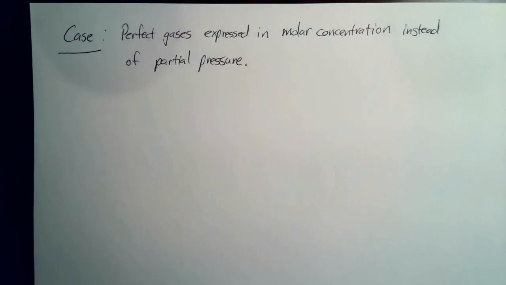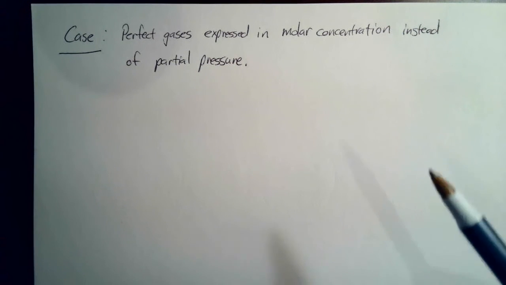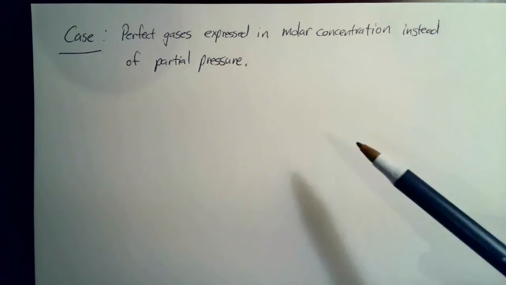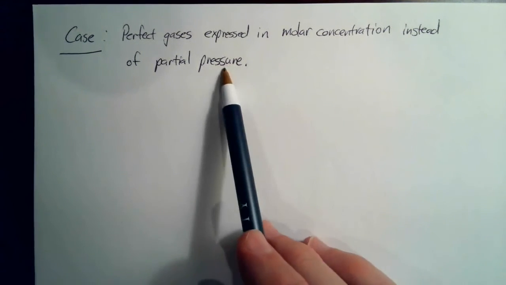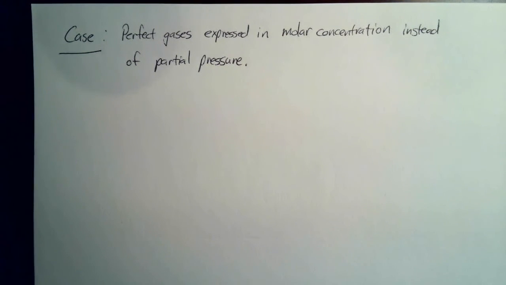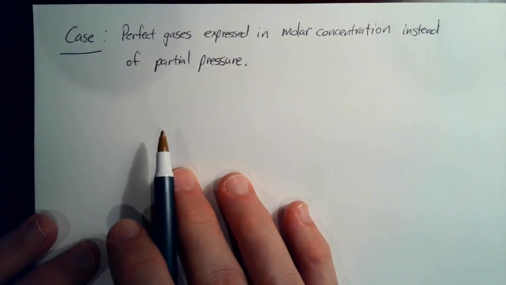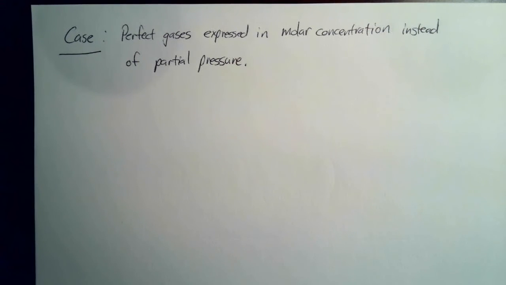Okay, so far when we've been working with gases, we've been using partial pressure as our estimate for the activity. But what if we wanted to do that in molar concentration instead of partial pressure? Maybe we don't have this kind of data. Maybe we're dealing with concentration values instead. So this is the last case I'd like to go through for section 6A.